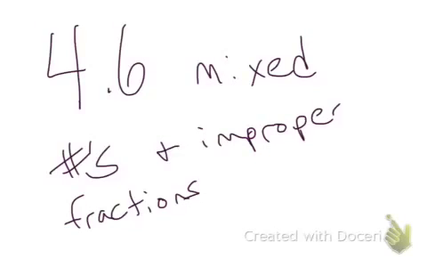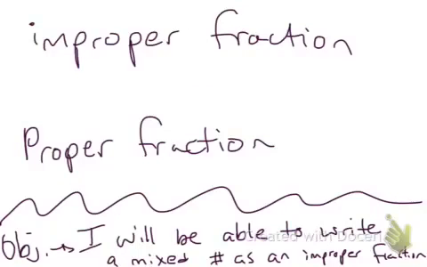Today's math lesson is Chapter 4, Lesson 6, Mixed Numbers and Improper Fractions. The first thing we're going to do is get a couple definitions down. Actually, first I want to talk about our objective. Our objective is that I will be able to write a mixed number as an improper fraction. That is what you will be able to do at the end of this lesson today.